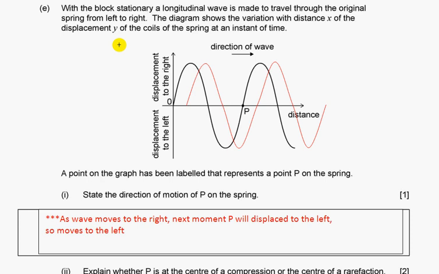So, with the block stationary, a longitudinal wave is made to travel through a spring from left to right. The diagram shows the variation with distance of displacement of the coils of the spring at an instant of time. A point on the graph has been labeled that represents a point P on the spring. State the direction of motion of P on the spring.